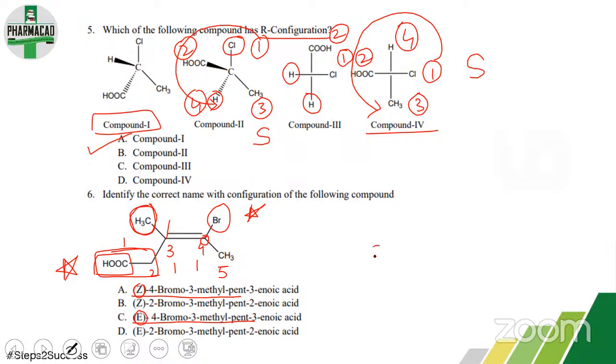So remember, whenever they are on the same side, it is Z. Whenever they are on opposite sides, it is E. So the answer is E, 4-bromo 3-methyl pent-3-enoic acid. Why 3-enoic acid? Because on the third position, we have a carbon-carbon double bond. I hope this is clear for all of you.